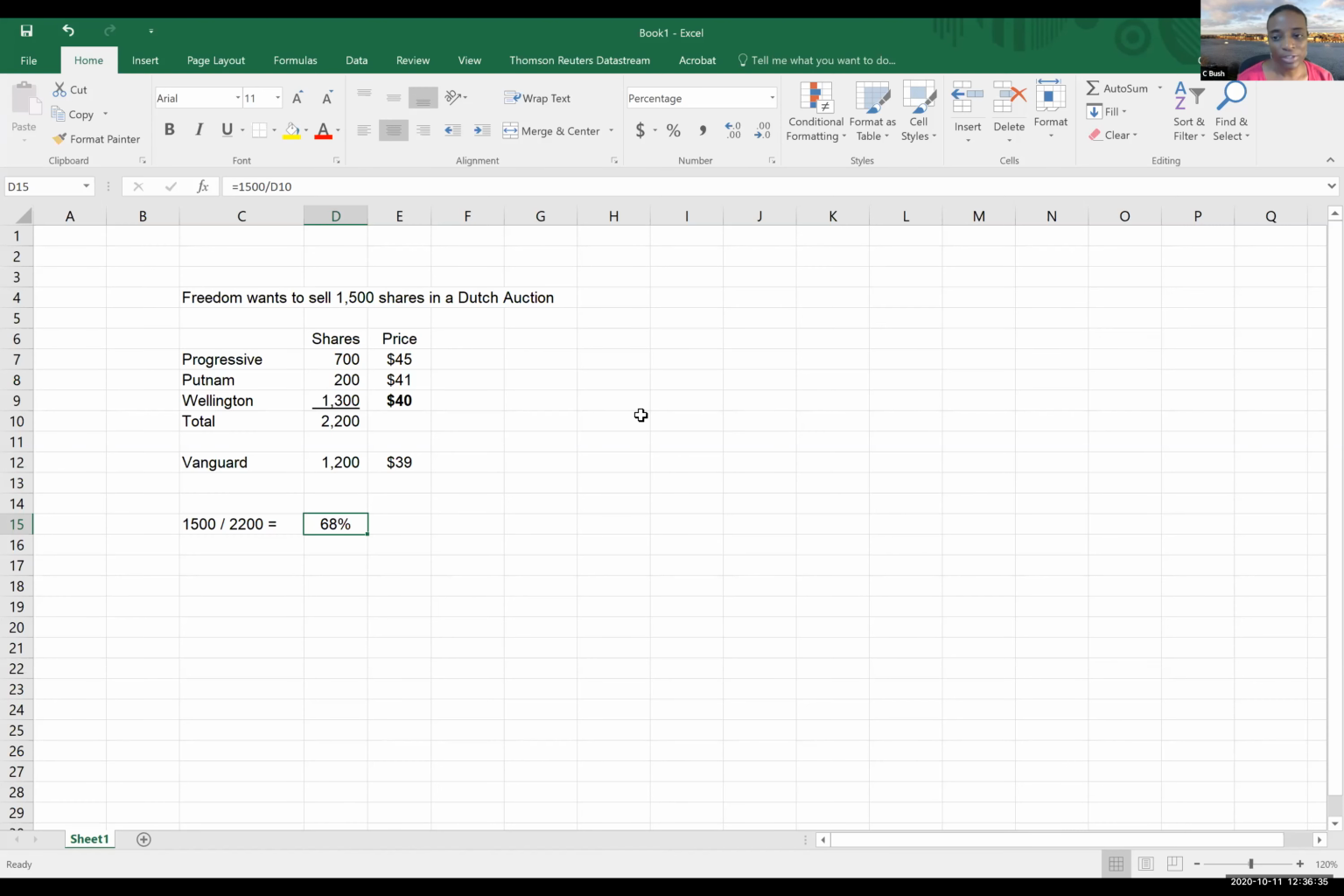Yep. Because Vanguard says we are willing to pay no more than $39 and the winning bid is 40. So they're out. They get nothing. Yep, that makes sense. Okay. So now if we want to figure out how many shares each of these guys get, I'm going to do this. I'm going to take 68%. Oops, let me do it this way.